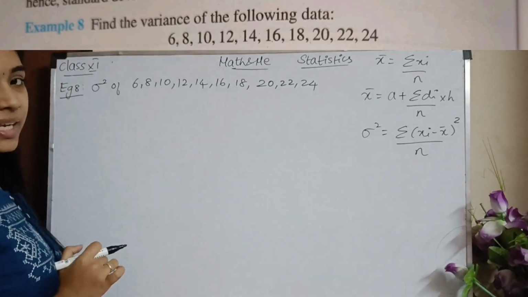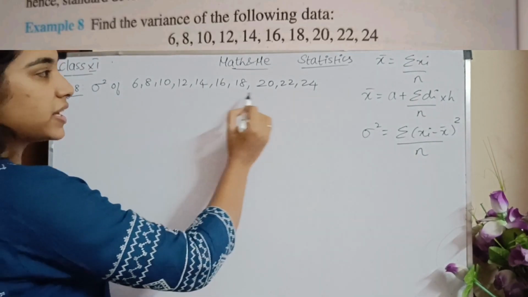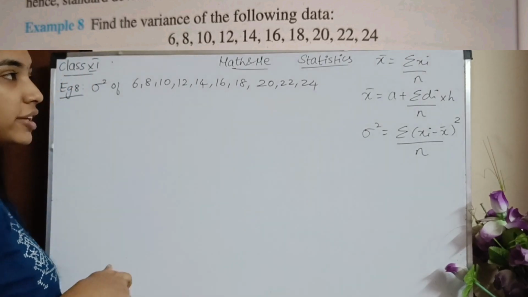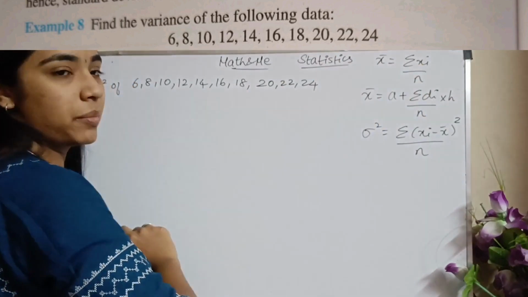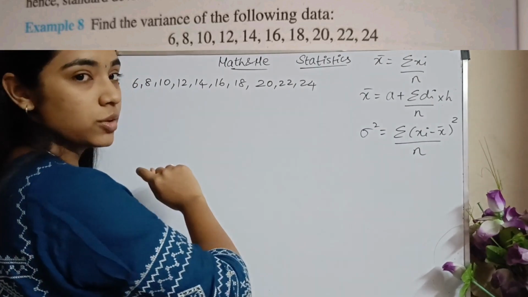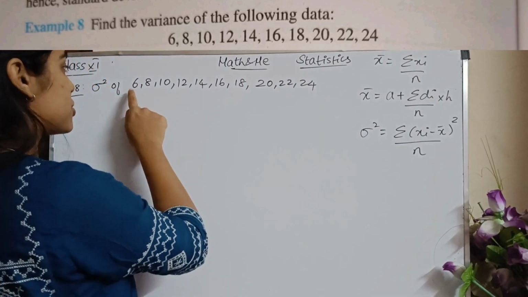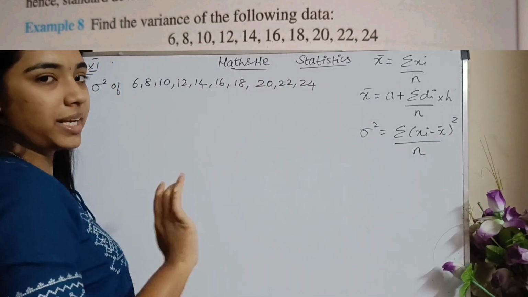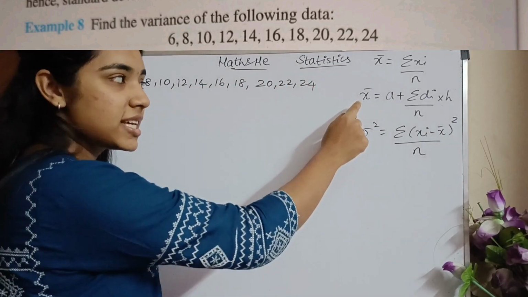So moving on to example 8, you are asked to find the variance of the given data. So you have the ungrouped data, you do not have any frequency. Correct? What formula do you know? X bar is sigma xi divided by n. So you add all these values and you divide by the number of observations. So 1, 2, 3, 4, 5, 6, 7, 8, 9, 10. So you add all this divided by 10. So this is one way of finding the mean. What is the other way of finding?